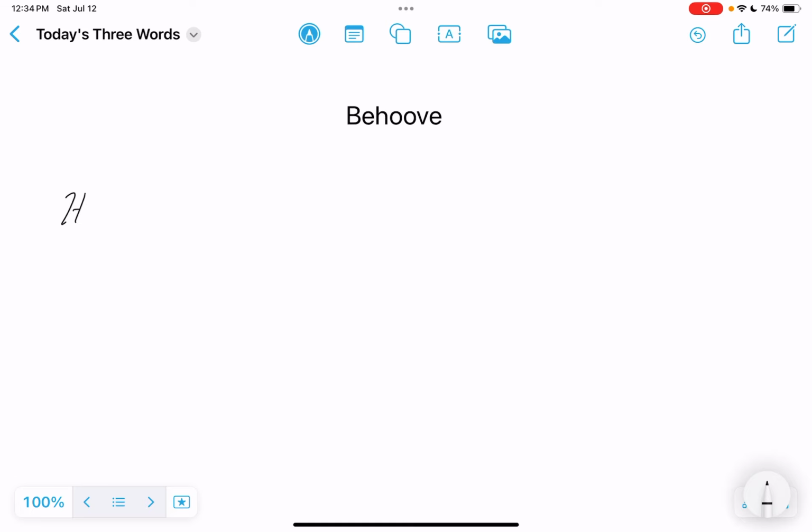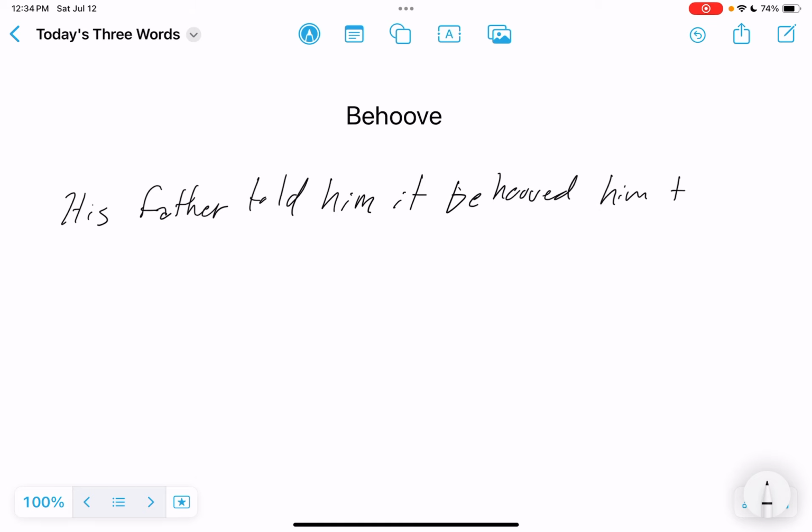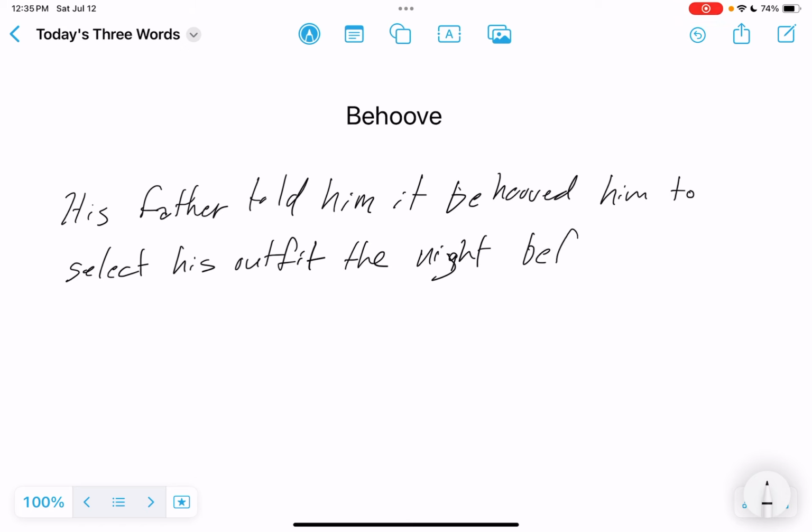His father told him it behooved him to select his outfit the night before his job interview.